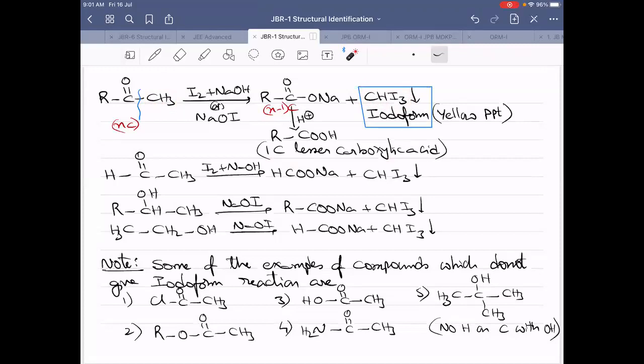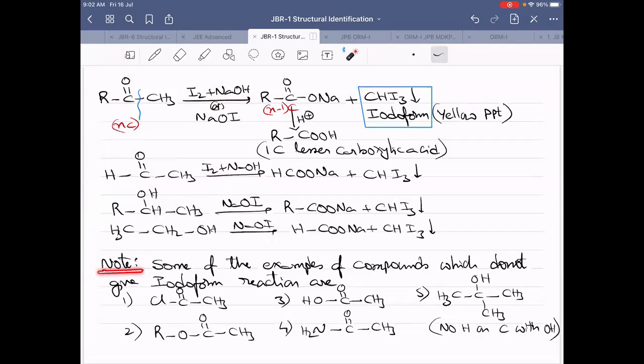This reaction we will discuss in much more detail in 12th standard, including its mechanism and how these products are formed. Right now, our task is to understand the reaction and to memorize it. So next, if this is the compound, then what will happen? Sodium formate will be formed, and this methyl group will be converted into iodoform. Then, as I already told you, this will be converted into this one and give the reaction, and this will be converted into this one and give the reaction as usually expected.